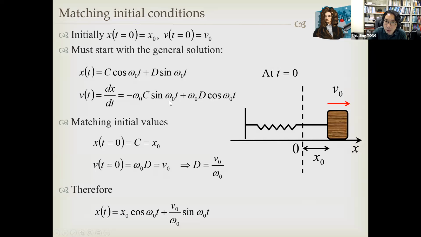How about the velocity? The velocity is given by this expression. And when time is 0, the sine term is 0, right? And the cosine factor is 1. So I only have omega naught d, which is equal to the initial velocity v naught. So I can solve for d. d is just v naught over omega naught. So I have the full solution now: c equal to x naught and d equal to v naught over omega naught. This is the full solution, and it is general. It can apply to any initial condition, any x naught and any v naught. We just substitute our initial condition into here, and the solution is there.